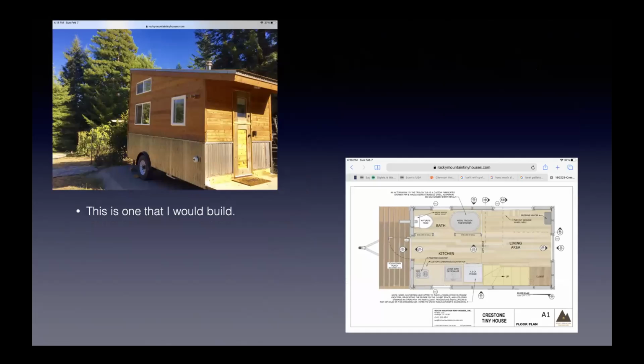And if I was going to build a tiny house, this would be my design here. This is exactly how it is outside, and here's the floor plan of it. On your left-hand side, you got a loft, and right below it, you got a full bathroom with a toilet and a bathtub. Then you got your kitchen right across from it, and a decent living and entertaining area as well.